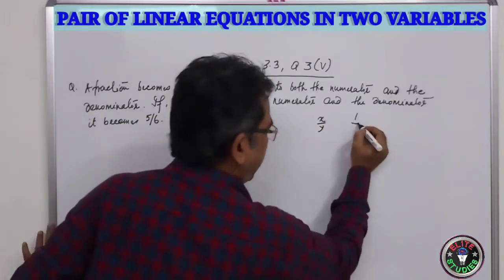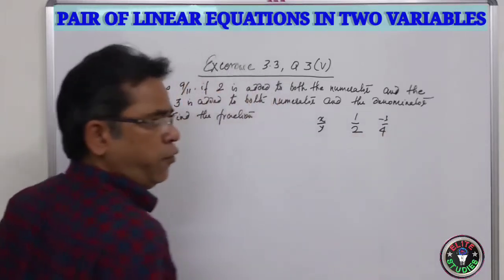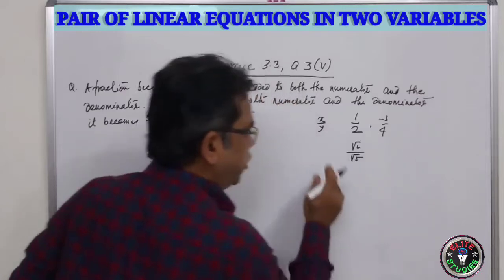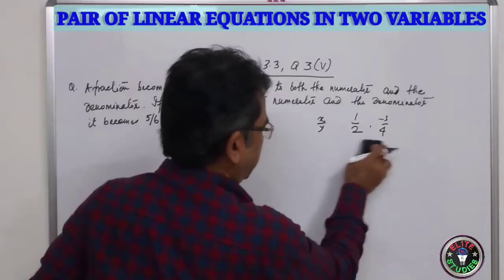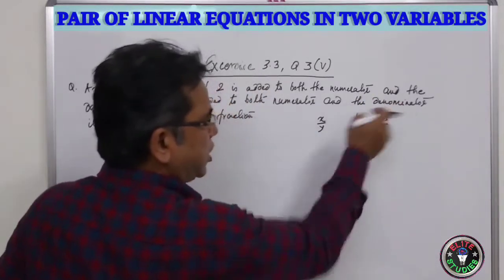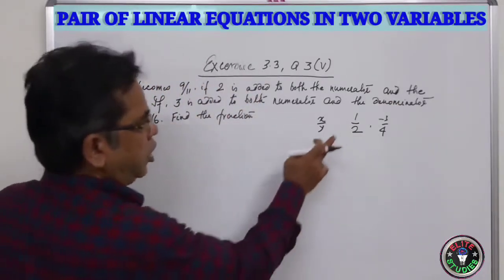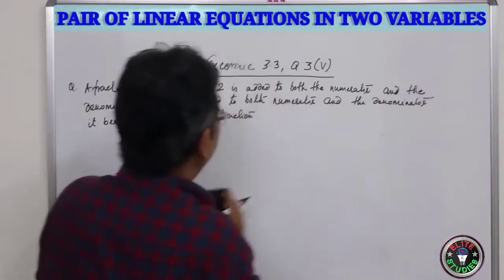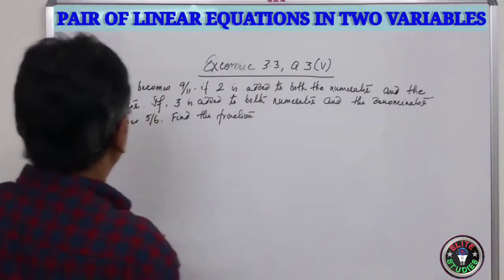An example of a fraction: 1 by 2 is a fraction. Minus 3 by 4 is also a fraction. Root 2 by root 5 may not be a fraction because these are not real numbers, but these are all fractions and these are not rational numbers. So a fraction essentially consists of a numerator and a denominator. Therefore, if you want to find the fraction, you have to know the numerator as well as the denominator.